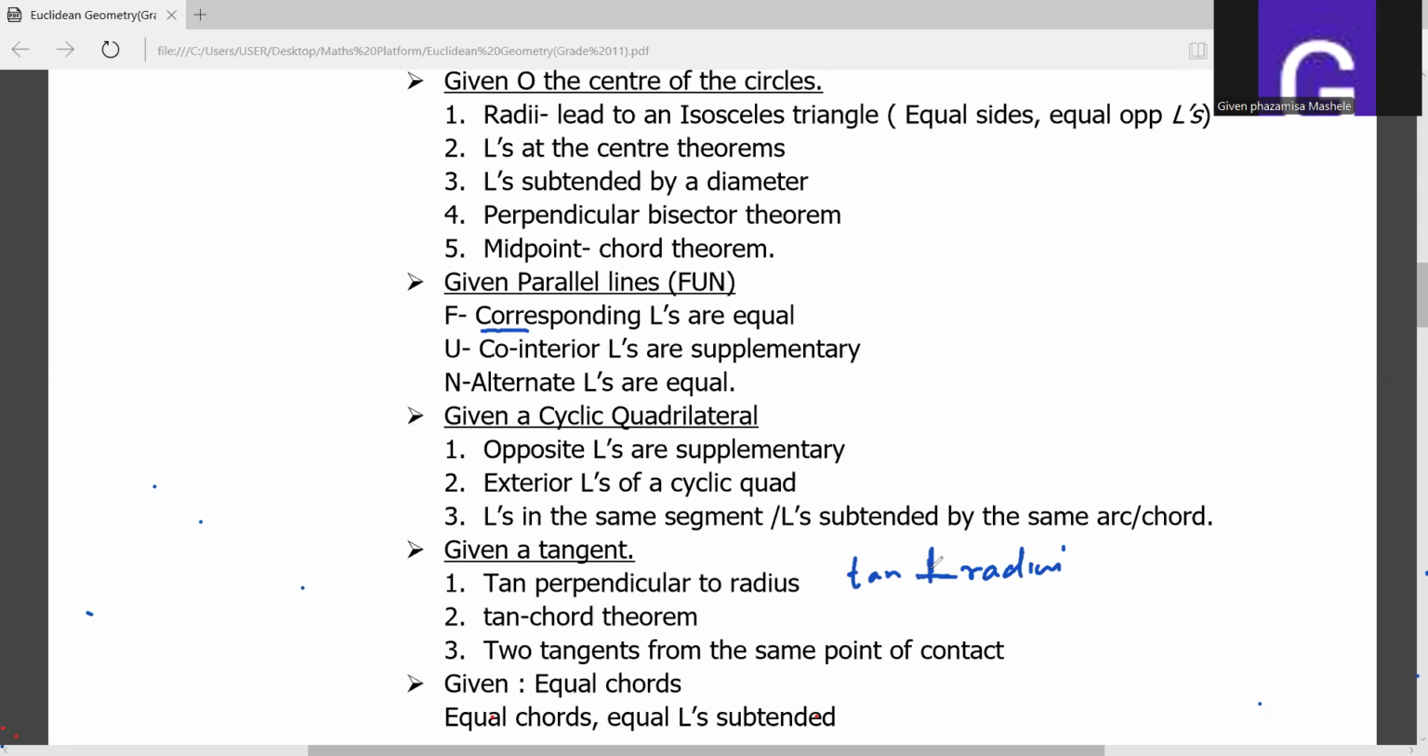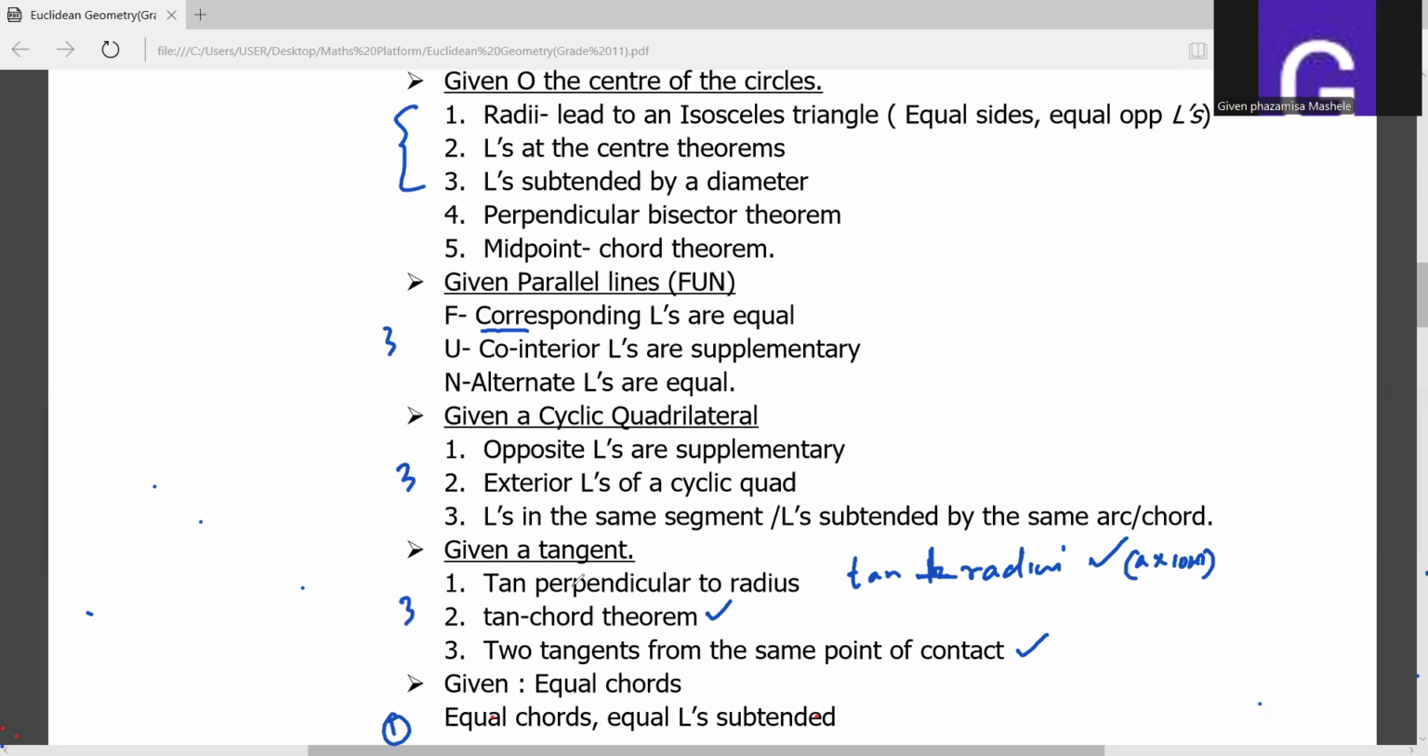And we use this, it is very important, guys, especially in analytical geometry. So the tangent perpendicular to radius is not a theorem, it's an axiom. So right, then now, tan chord theorem, we spoke about it. Two tangents from the same point, we spoke about it. So it means all the time, for the center of the circle, you must look for 5 things.